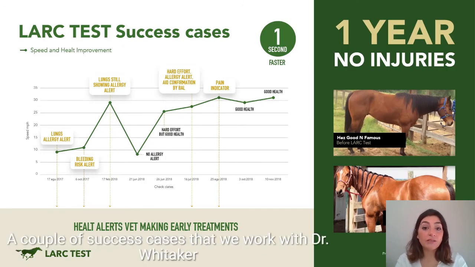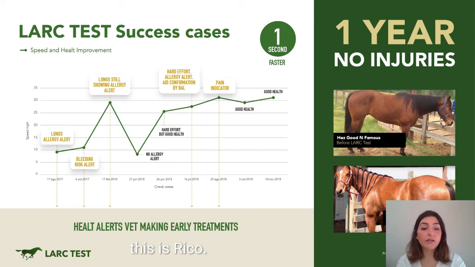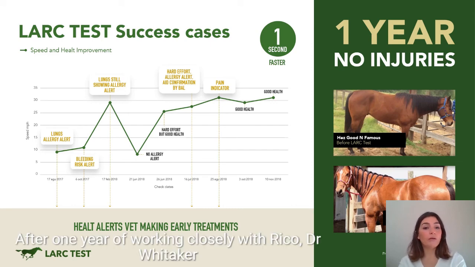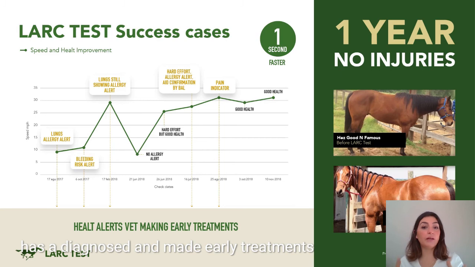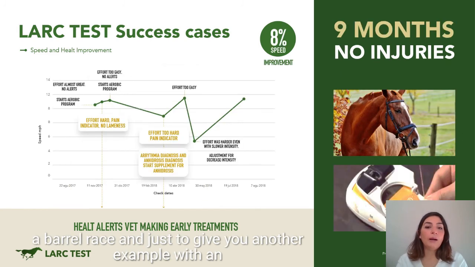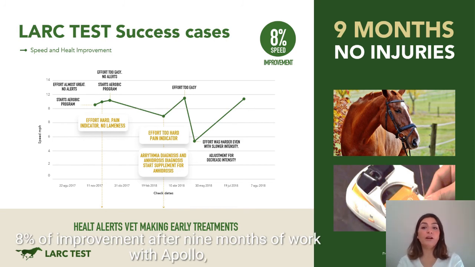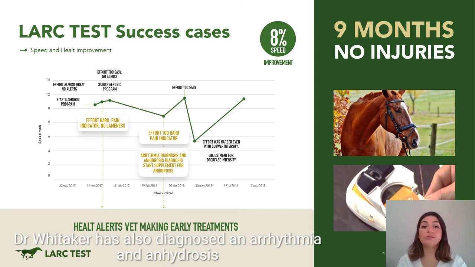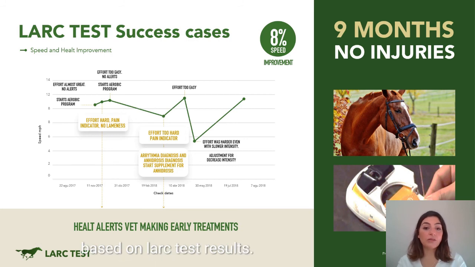To give you a couple of success cases that we worked on with Dr. Whitaker, this is Rico. After 1 year of working closely with Rico, Dr. Whitaker made diagnoses and early treatments, and they have a tremendous improvement of 1 second faster in barrel race discipline. Just to give you another example, with an 8% improvement after 9 months of work with Apollo, Dr. Whitaker has also diagnosed an arrhythmia and anhidrosis based on LARC test results.